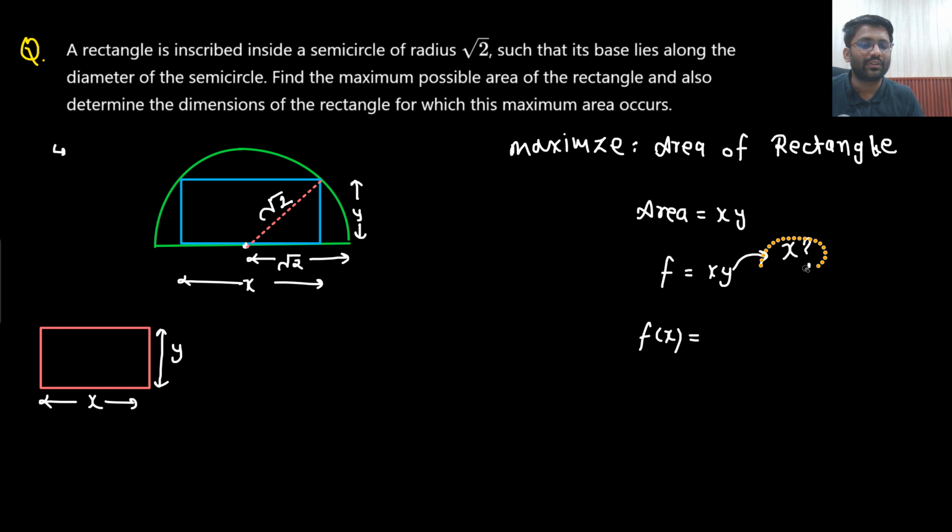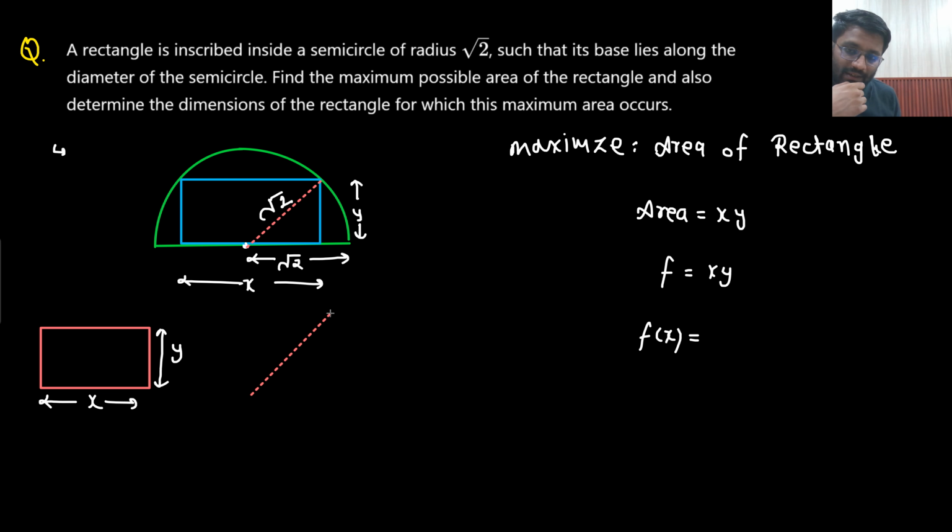So eventually what we saw is that what we need to maximize is the area. What is the area? x into y. Now the point is that I need to make this function a function of x only. What does that mean? I need to replace y with x. How will I replace it? That is my task.